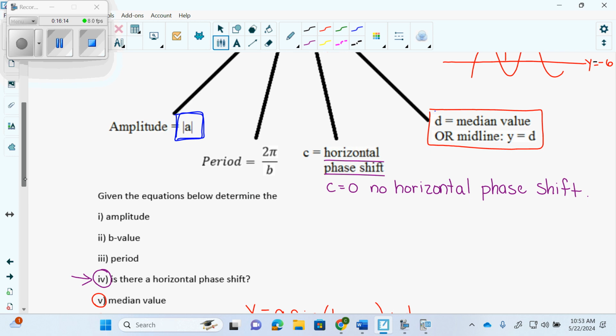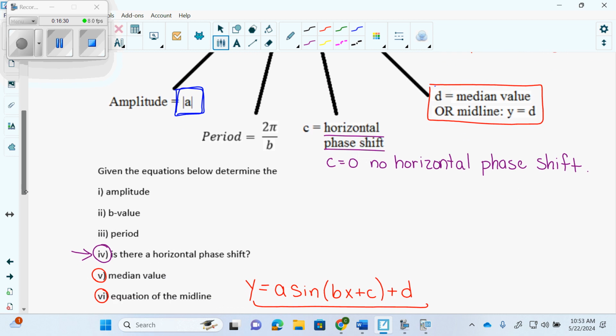So, does period start with a B? I know this is the weirdest question ever, but does period start with the letter B? No, that would be called the period. It doesn't exist. I fakely call it the period because why not? Okay? So, when you look, the period is 2 pi over b, correct?